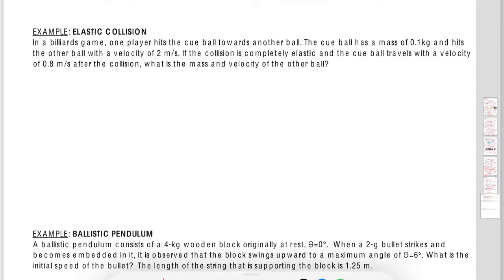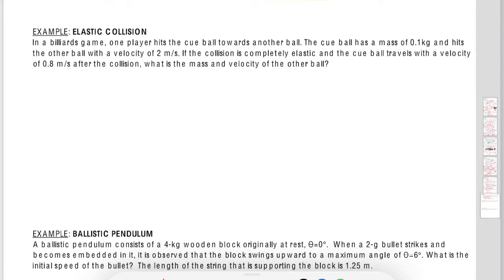So this is in a billiards game. One player hits the cue ball towards another ball. The cue ball has a mass of 0.1 kilograms. It hits the other ball at a velocity of 2 meters per second. If the collision is completely elastic, the cue ball travels with a velocity of 0.8 meters per second after the collision. And then what is the mass and velocity of the other ball?